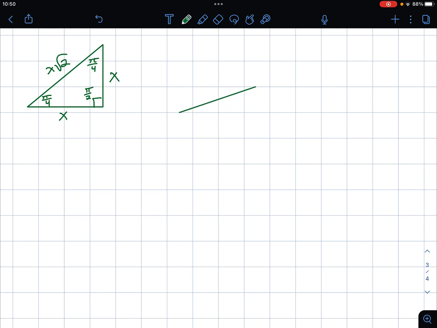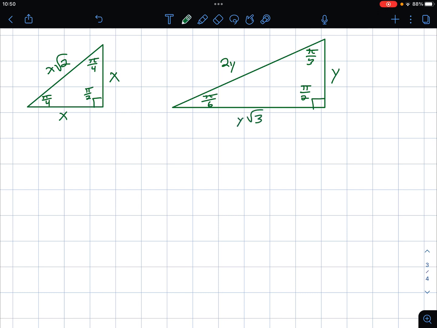For 30, 60, 90, there we go, 30, 60, 90. But if we wanted to express it in radians, 90 degrees we said was pi over 2. 30 degrees is pi over 6, and 60 degrees is pi over 3. And then we still have the ratios y, 2y, y square root 3. So that's a look at the 30, 60, 90, and the 45, 45, 90 in radians.